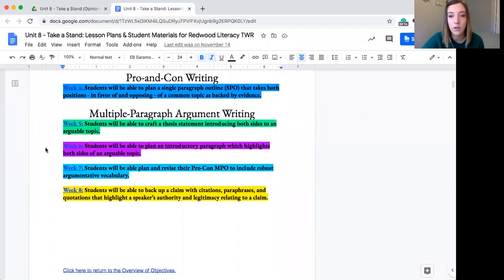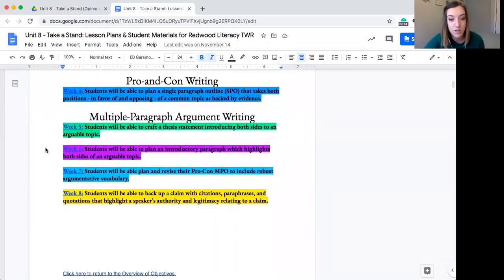After that, you're going to move into some meatier work around the multiple paragraph writing. So once students have a good understanding of facts versus opinions, which is a huge 21st century skill, then moving into pros and cons, you're going to eventually move your way into multiple paragraph writing. So using the same structure of MPO from previous units, you're going to practice outlining a thesis, creating an introductory paragraph, and then planning out pro-con MPO, which really they will already have planned out from the previous weeks, from week 4.